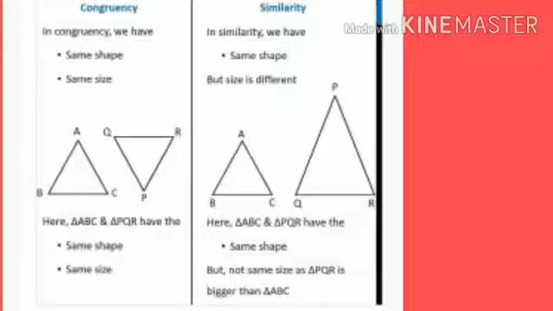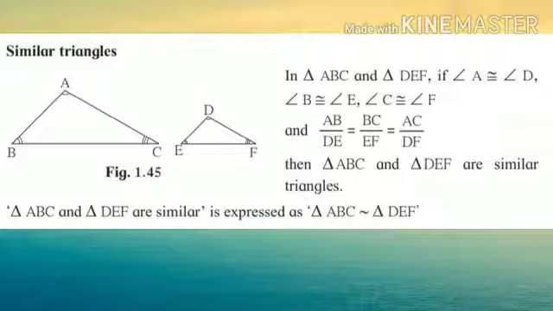Now in similarity, we have the same shape but the size is different. See here, two triangles ABC and PQR. The shape is the same. These two triangles have the same shape, but the size is different. One is smaller and one is bigger. So here triangles ABC and PQR have the same shape but not the same size. So these two triangles are similar, not congruent. That means if two triangles are congruent, then their corresponding sides are congruent and their corresponding angles are also congruent, because congruency focuses on both size as well as shape.